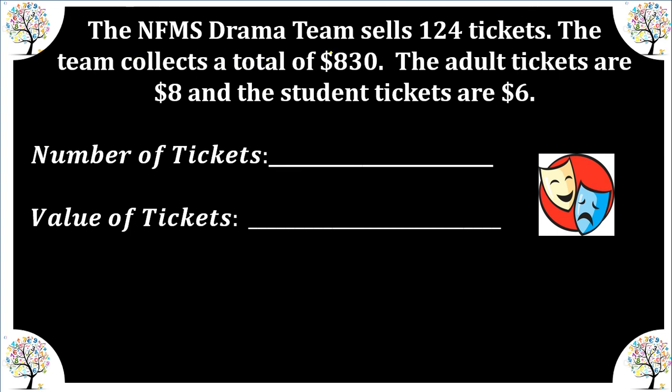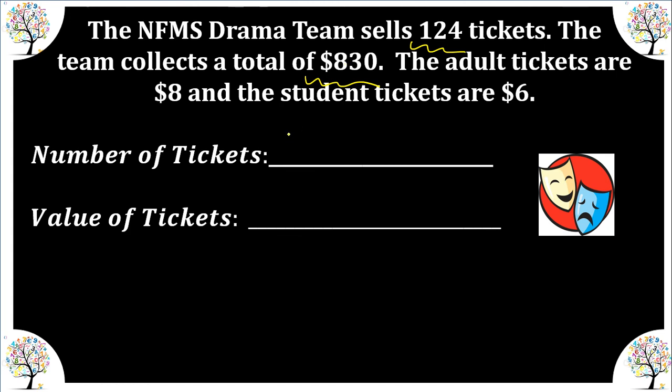The NFMS Drama Team sells 124 tickets. The team collects a total of $380. The adult tickets are $8 and the student tickets are $6. So this is different from the last one, but this is similar to one where we have the coins, like quarters and nickels. So we are going to have how many tickets we sold and what type of tickets they are, and then we're going to have an equation to represent how much the tickets are.